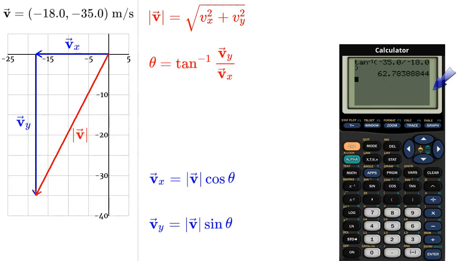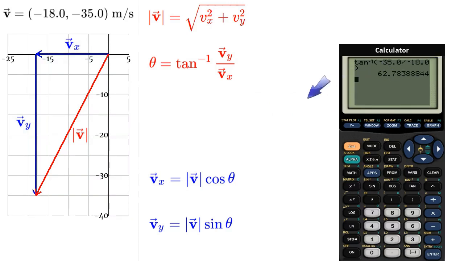This time, the negative signs do matter. So we're going to type inverse tan of negative 35 over negative 18. We get 62.8 degrees for the answer. Now there is a problem with this answer. We can see from our diagram that the vector points into the third quadrant. So the direction has to be between 180 and 270 degrees. But the calculator gives us an answer of 62.8.